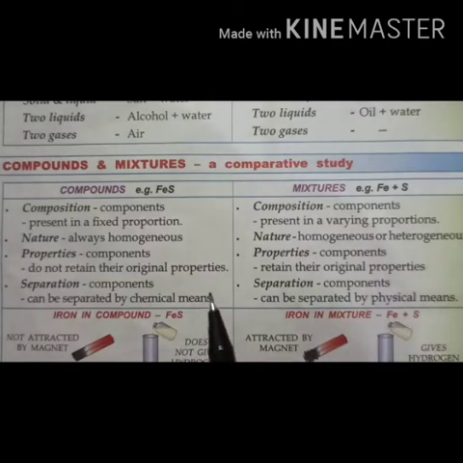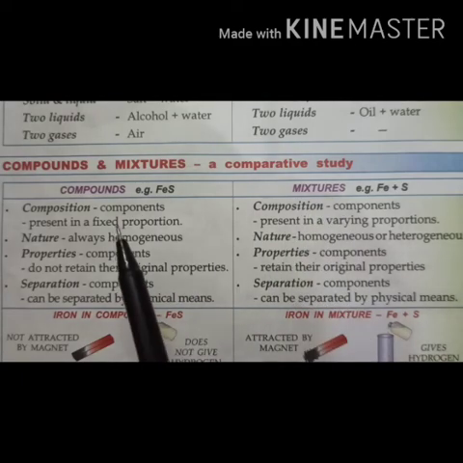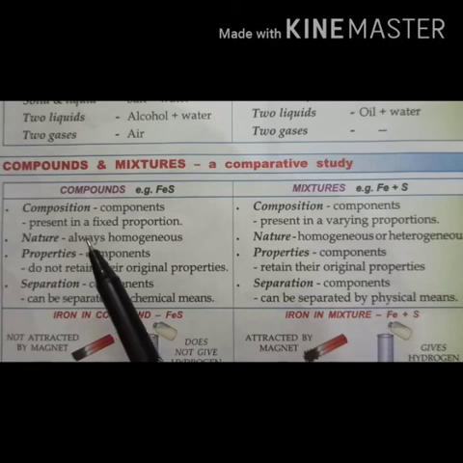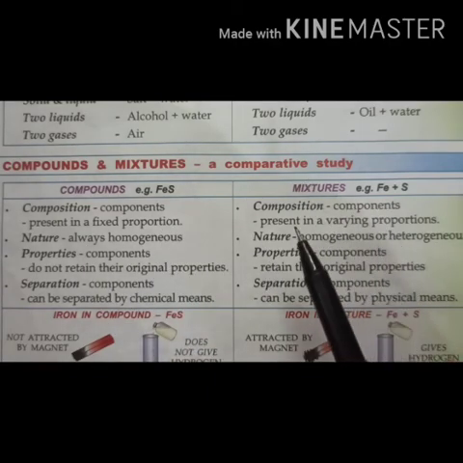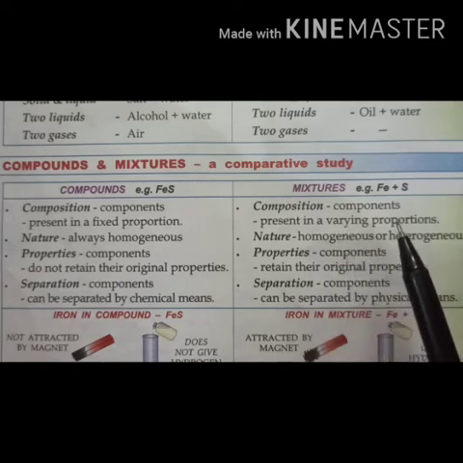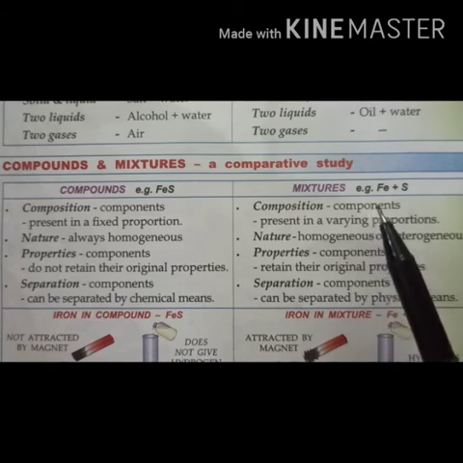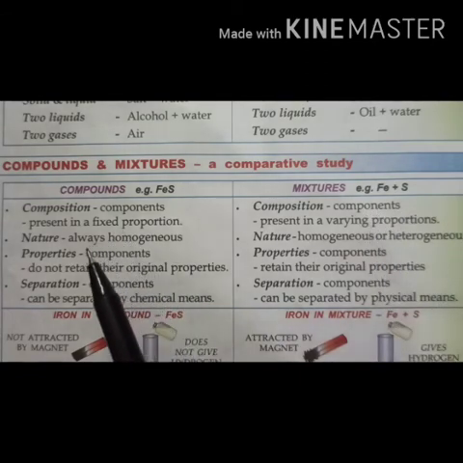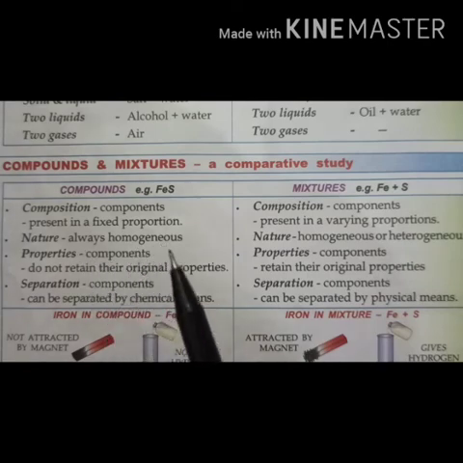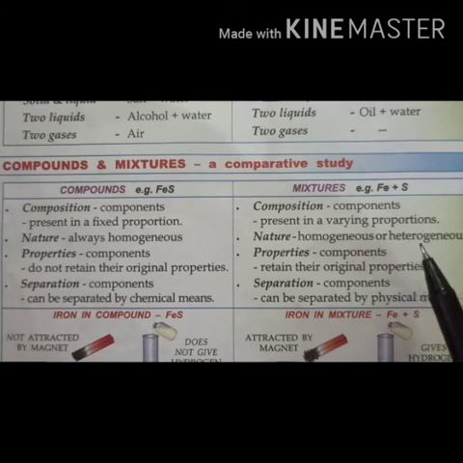Let's discuss the difference between compounds and mixtures. In compounds, components are present in a fixed proportion, but in mixtures, components are present in different proportions. They can be, because in a mixture components can be mixed in any proportion, right? And nature wise, compounds are always homogeneous, but mixtures may be homogeneous or heterogeneous.